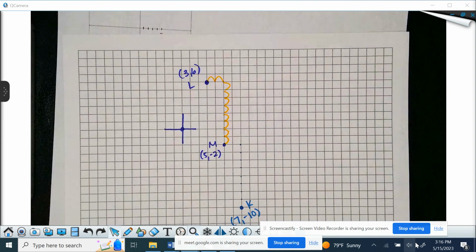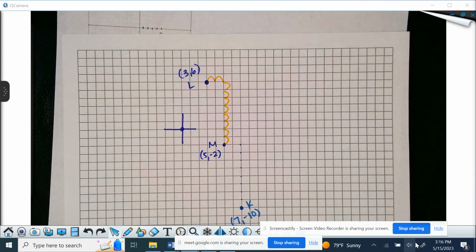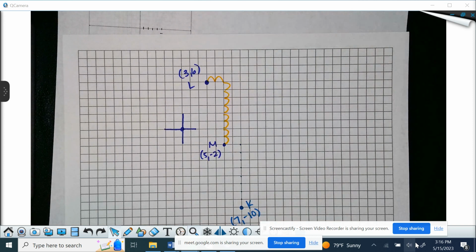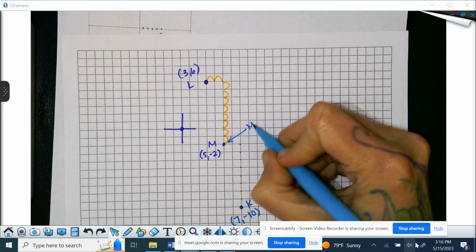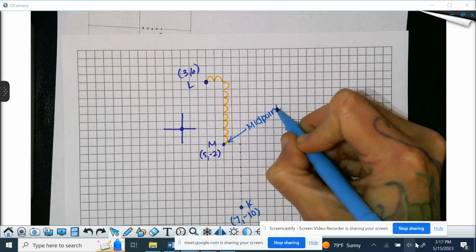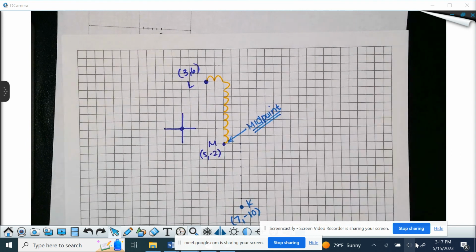Biggest thing is, again, slow down. Make sure you're reading and making sure you're putting your M at the midpoint and you don't go the other way. Because it says this is the midpoint, so it's in between the other two. Very important to make sure you're reading and paying attention to what you're doing.